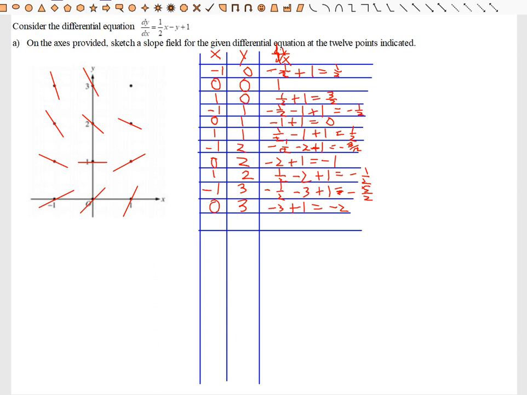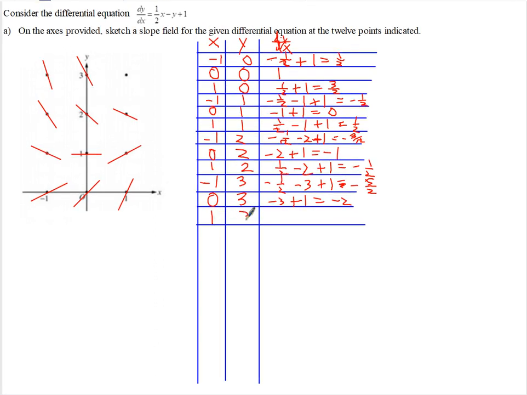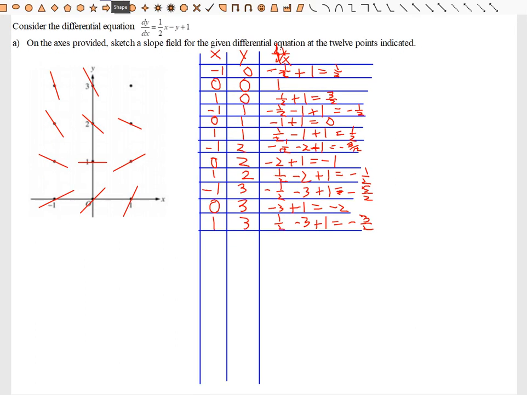And then finally 1, 3 would be 1/2 minus 3 plus 1. So that's a -2, -3 plus 1, and then 1/2 minus 2, -3/2. So that'd be the same as this one. So getting a little bit less steep here.